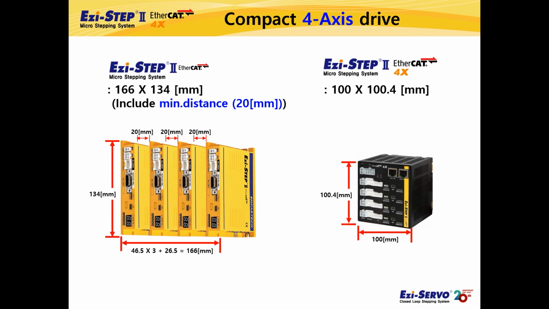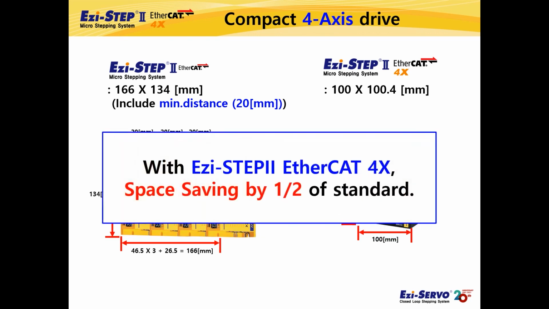On the other hand, in the case of the 4-axis drive on the right, the width is 100 mm and the height is 100.4 mm. Compared to installing 4 standard products, the installation space is reduced by half. Also, in the case of 4 standard type drives, they require 1 EtherCAT cable for the connection to the EtherCAT master, and 3 EtherCAT cables for the daisy chain connection between the drives, so total 4 EtherCAT cables are required.